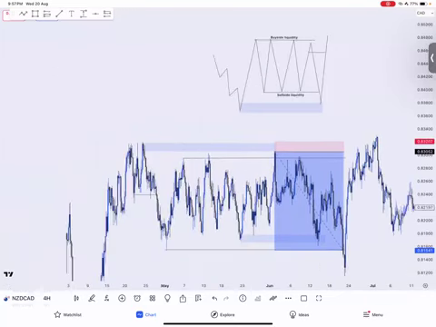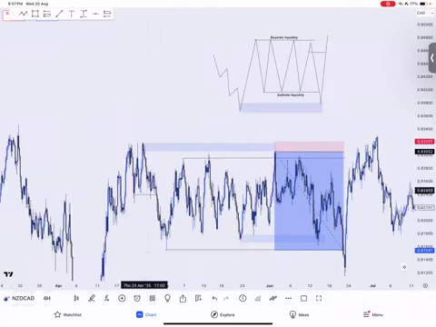So for this analysis we have here, market gave us a structure shift, inducement, then it started ranging. The other block we have here is the 4 hours time frame.